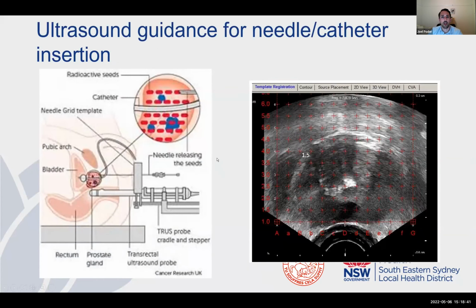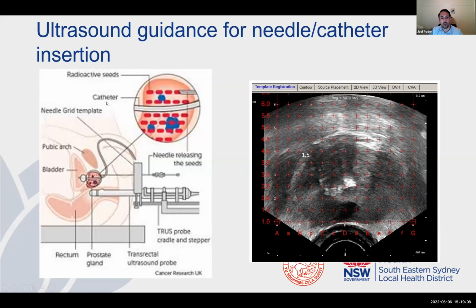I think the other driver of the increased quality of brachytherapy treatments over the last years has been the use of ultrasound guidance for needle and catheter insertion. So I'm showing here just a diagram on the left of the setup for what you would do for a prostate brachytherapy treatment for potentially, say, iodine-125 brachytherapy, low dose rate prostate brachytherapy treatment.